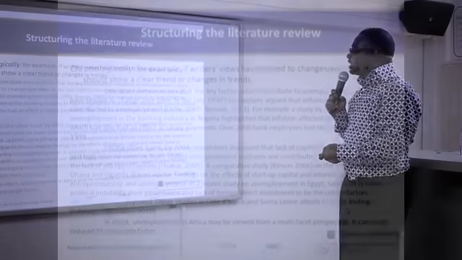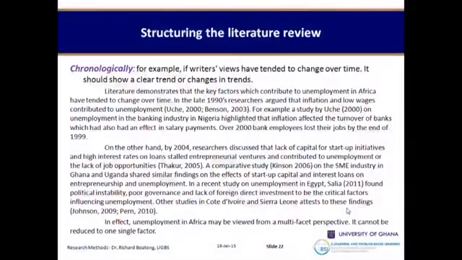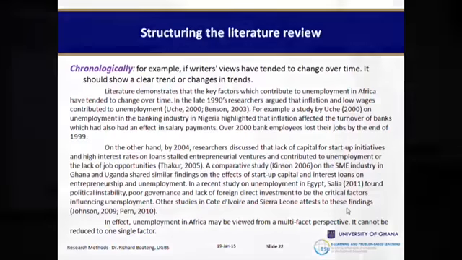Then he goes on to say, in a recent study on unemployment in Egypt, Salia 2011 found political instability, poor governance, and lack of foreign direct investment to be critical factors influencing unemployment. Other studies in Cote d'Ivoire and Sierra Leone attest to these findings. Now, he's talking about the fact that political instability, poor governance, and lack of foreign direct investment have influenced and led to unemployment in a particular country, being Egypt. Any country which has also gone through political instability and poor governance is likely to have the same. So he points out that studies on Cote d'Ivoire and Sierra Leone, you just need to go to the literature and find out which other studies have found the same.